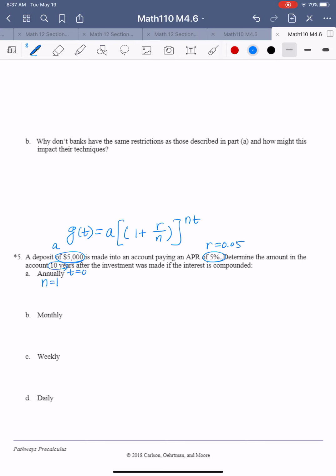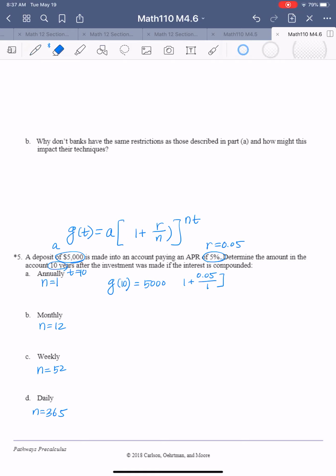So everything is given. But N is a change, okay? So annual means n equal to 1. Monthly means 12. And weekly means 52. And daily means 365. So what you need to do is you plug it in. So T is about 10 years, right? So A was 5,000. 1 plus 0.05. So annually means N is 1. And then we don't really need the parentheses here.